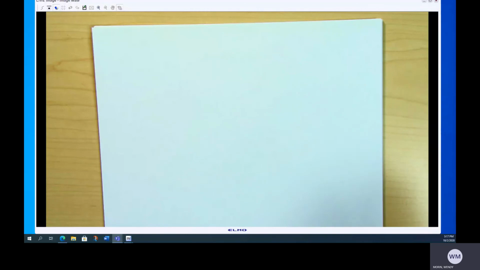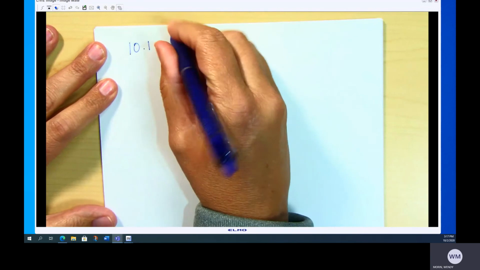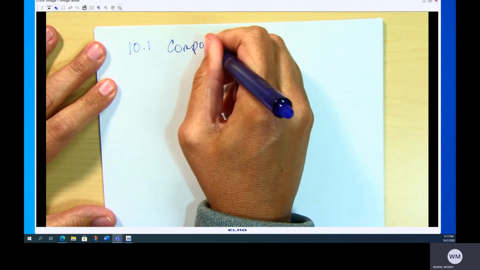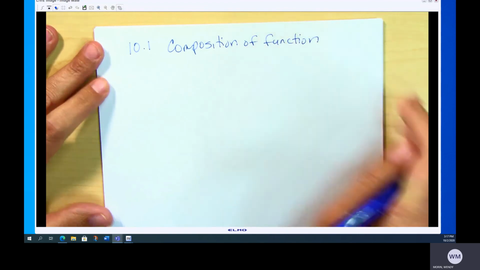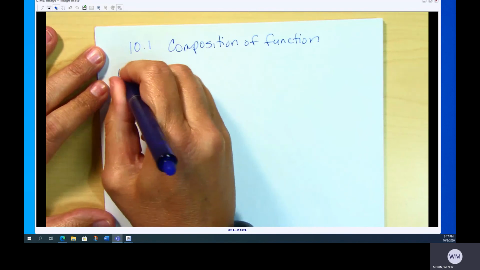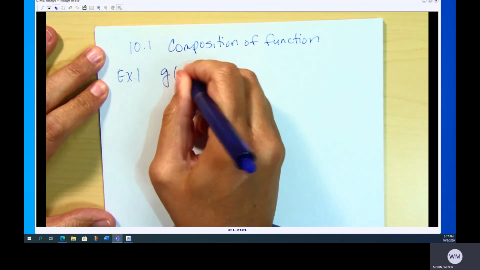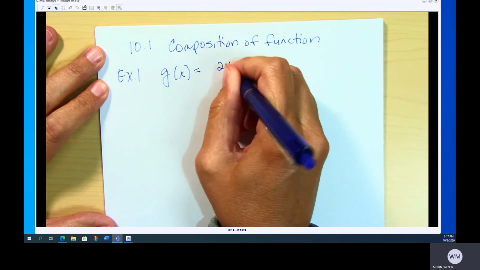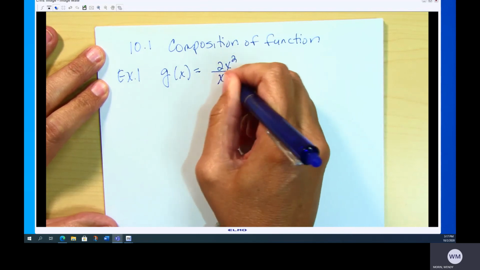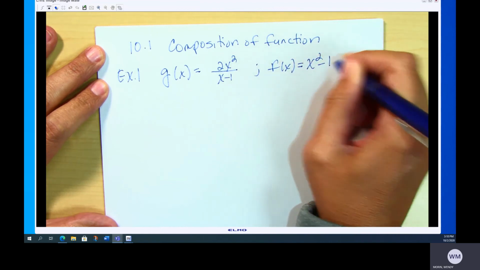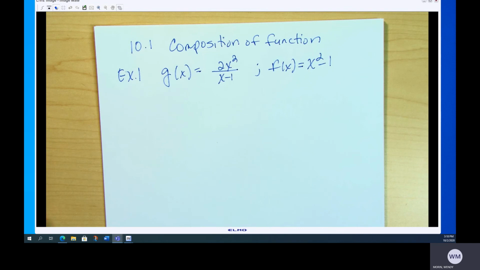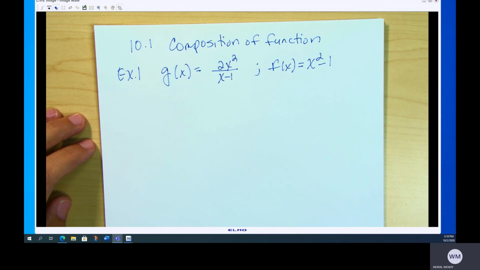Okay, while we're talking about different types of function notation, we are going to jump to 10.1 and talk about composition of functions. More function notation. Let's look at an example where g of x is given as 2x squared over x minus 1, and f of x is given as x squared minus 1. And you will be asked to compose these functions.